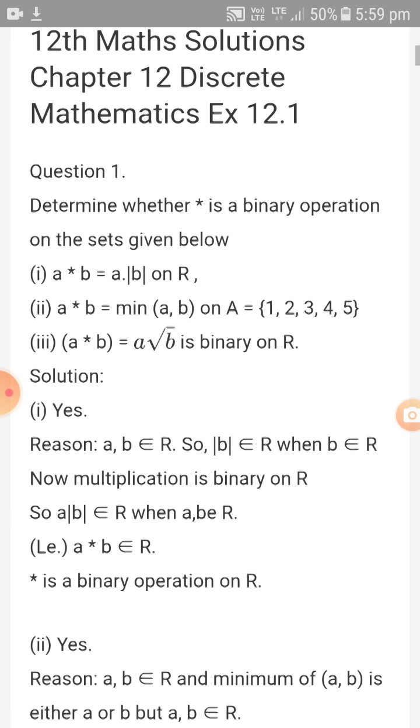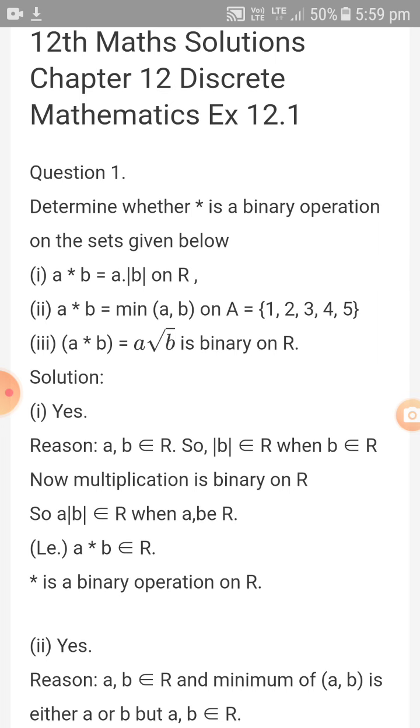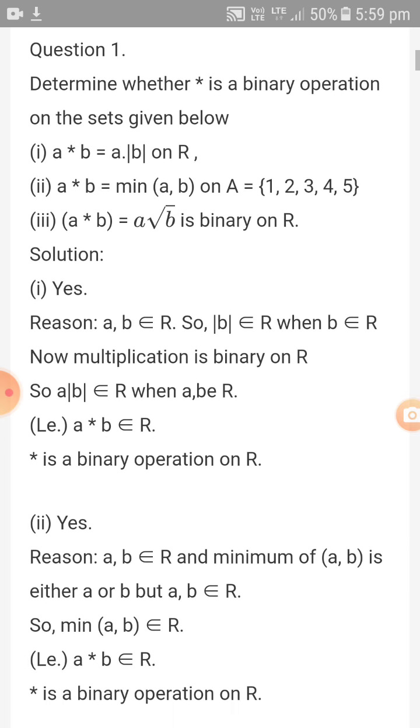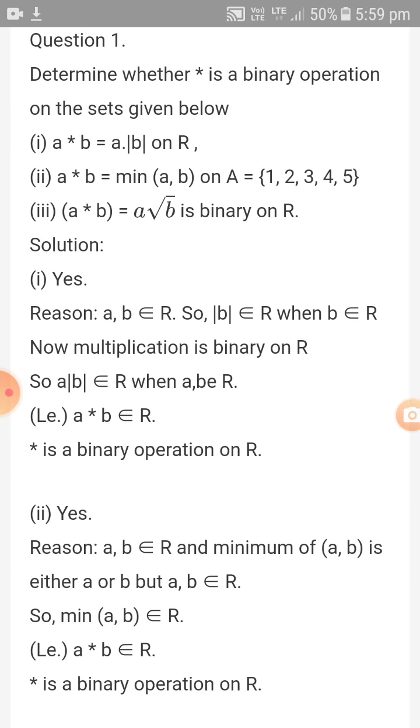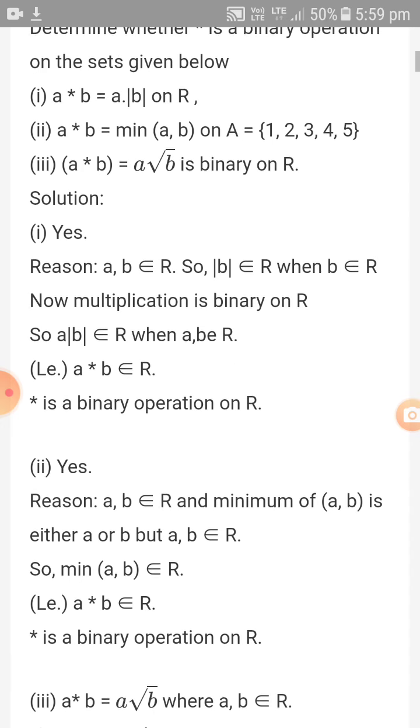Second also, a star b is the minimum of a, b. See, the minimum value: they gave 1, 2, 3, 4. You take 1, 2 and the minimum value, then 2, 3, like that we are taking. Reason: a, b belongs to R. The minimum of a, b is either a or b. But a, b belongs to the real numbers, here they gave 1, 2, 3. Now we have to compare and see. So a star b belongs to R, so star is a binary operation on R.